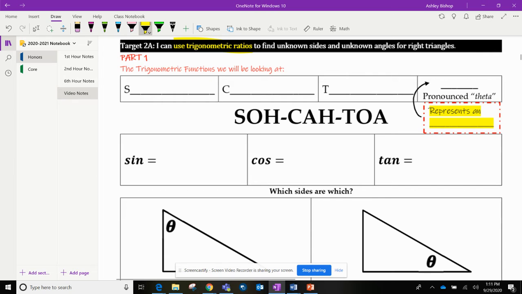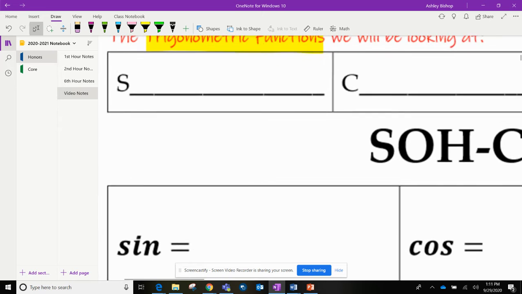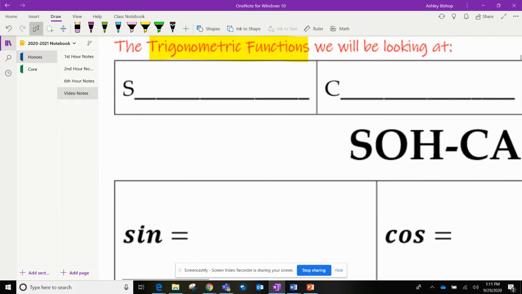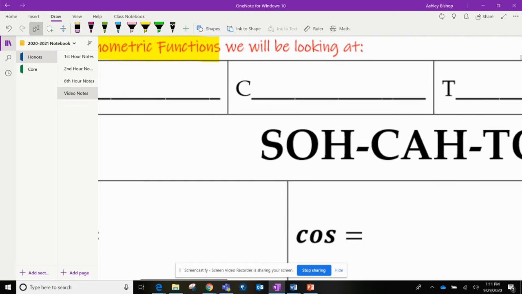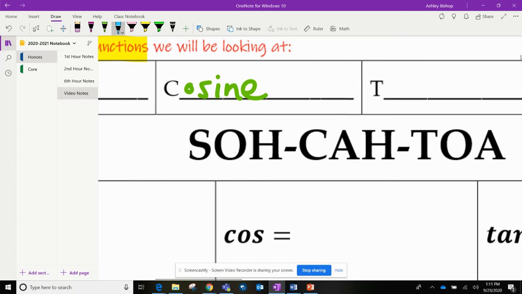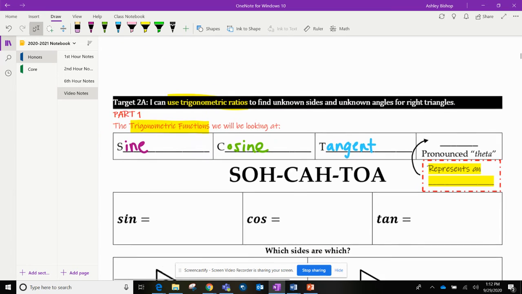First things first, we need to talk about the trigonometric functions. We have three functions. We have sine. So this S stands for sine. We have cosine, and we have tangent. These are just functions. These are going to be buttons in our calculator. They just are what they are, so just know that. We have sine, cosine, and tangent.